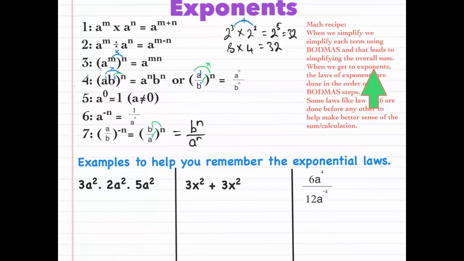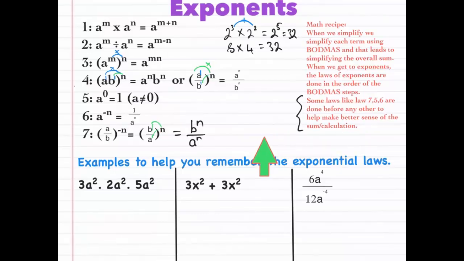When we get to exponents, however, the laws of exponents are done in the order of the BODMAS steps. And some laws, like laws 5, 6 and 7, are done before any other to help make better sense of the sum or calculation. Now, I want to continue here with this paragraph.